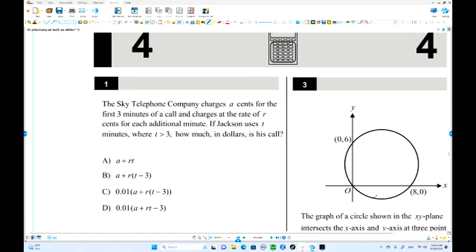Everyone, this is test 9, section 4. Okay, we're gonna finish from number 1 to 20 today.